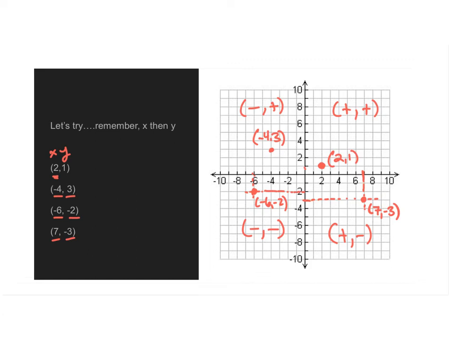All right, so a few final reminders. The x-axis runs horizontal. Your y-axis runs vertical. The coordinates are written in x then y form, and you use the point of intersection, which is where the x and the y values cross, and that's where the actual point is going to be.